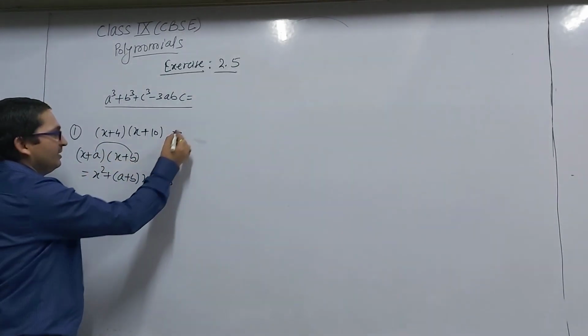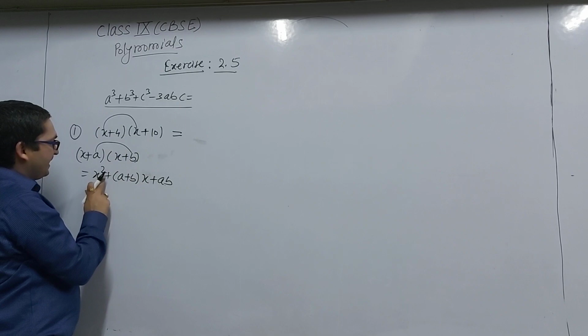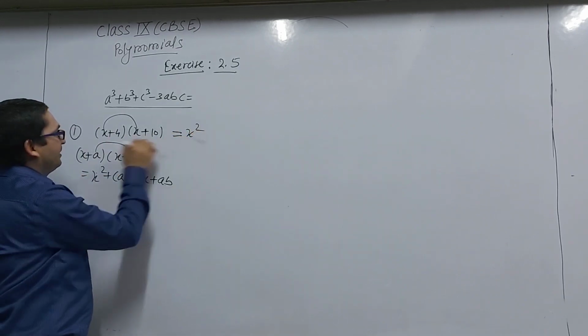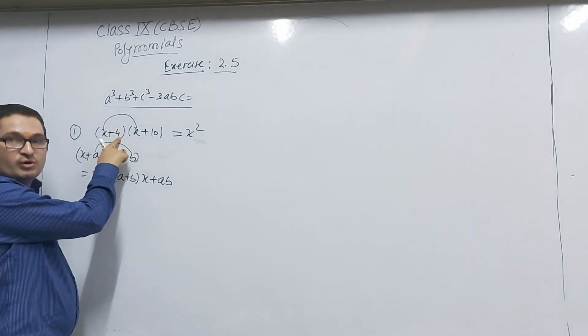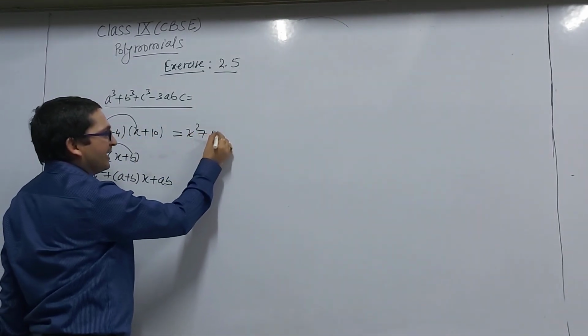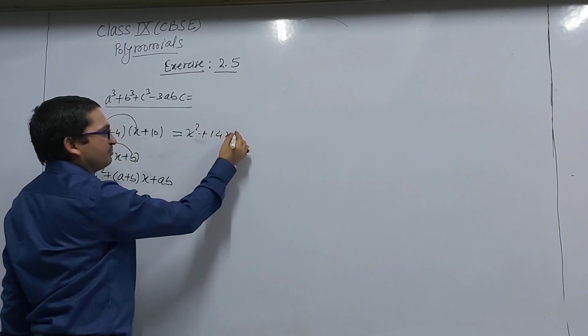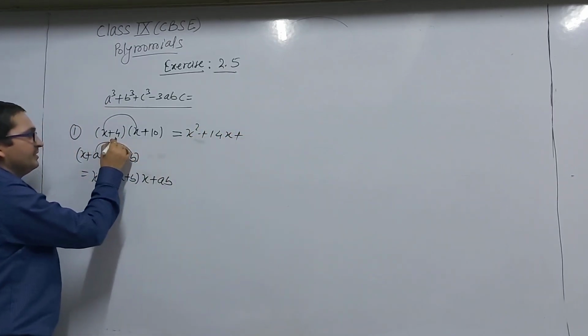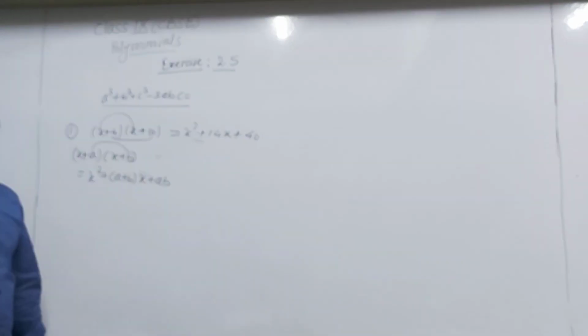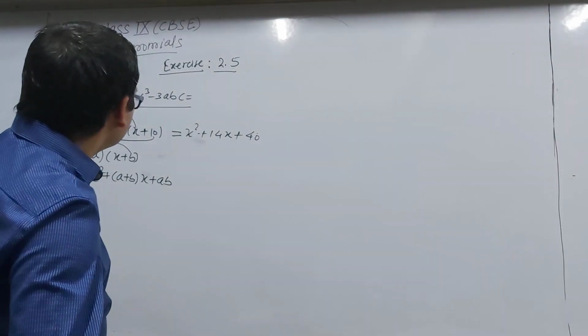Similarly, here we have x square and a plus b. a is 4 and b is 10, so 10 plus 4 is 14, so 14x, plus ab, which is 10 into 4, 40. So this is the first question. You just have to apply the identity. Now one more question.